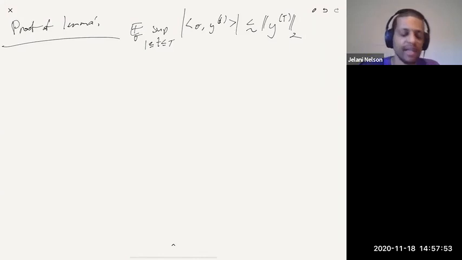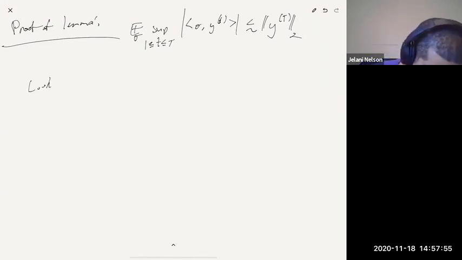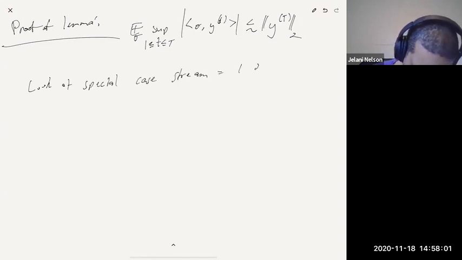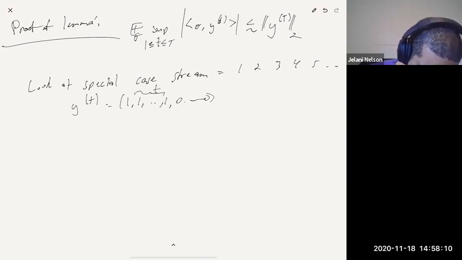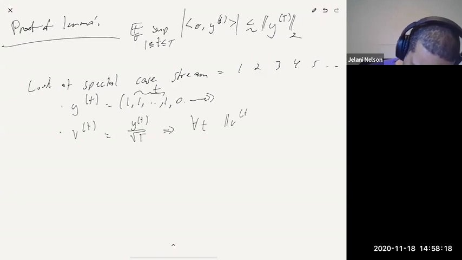But what's the idea? Let's look at the special case where the stream is 1, 2, 3, 4, 5. So that means that y_t is 1, 1, 1, 0, 0, t times. And let me define v_t to be y_t over the square root of capital T, which implies that for all time steps, v_t has norm at most 1.